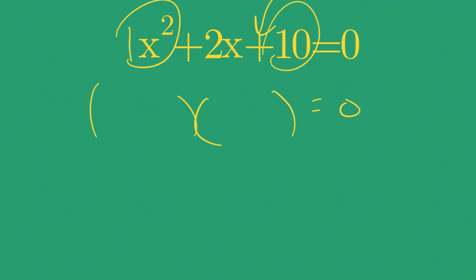How would you break apart the x squared? What's the only way to break up x squared? What goes on the front end of these parentheses? X and x. Now, look at that last number, 10. Can we multiply to 10 and add, the last sign's a plus sign, and add to 2? Are there 2 numbers that would multiply to 10 and add to 2?